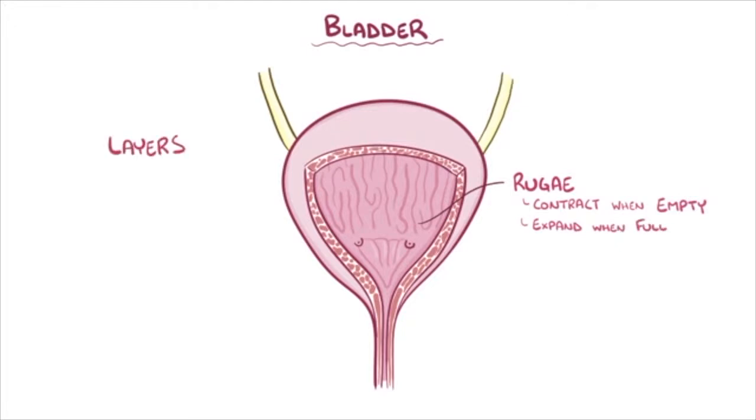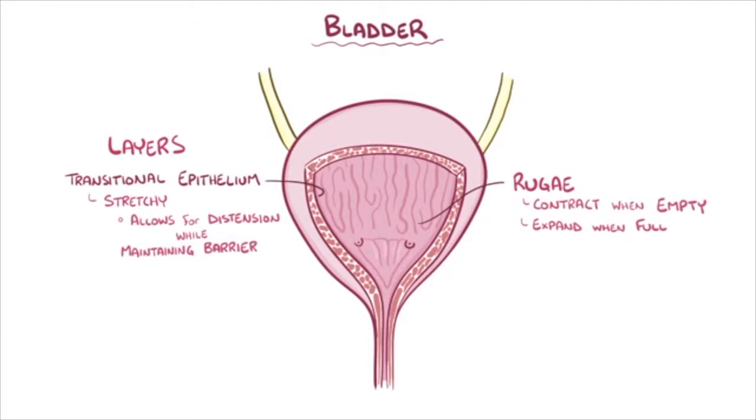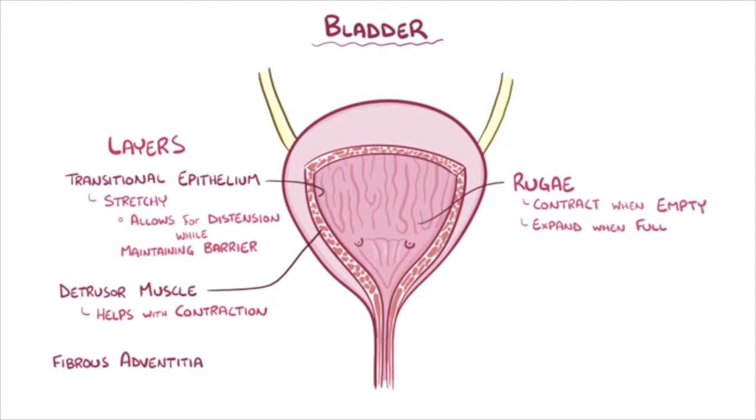In the layers of the bladder wall are a mucosa layer that has a transitional epithelium, which is stretchy and allows the bladder to distend while maintaining a barrier between urine and the body. In addition, there's a thick muscular layer called the detrusor muscle that helps with bladder contraction during urination, and it has a fibrous adventitia outer layer.